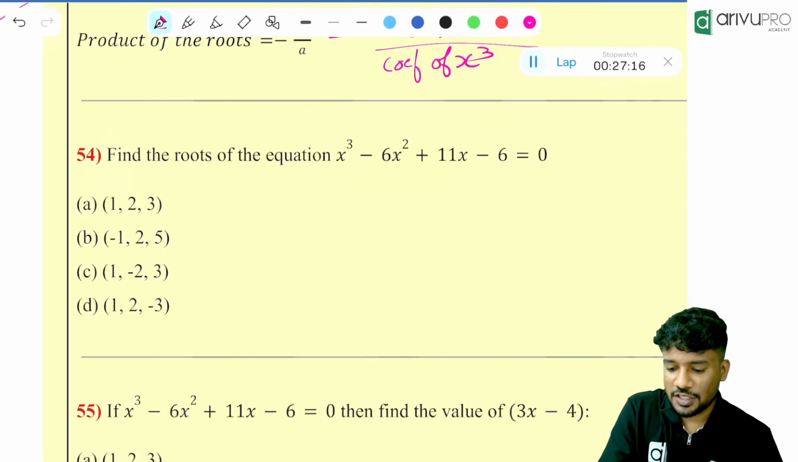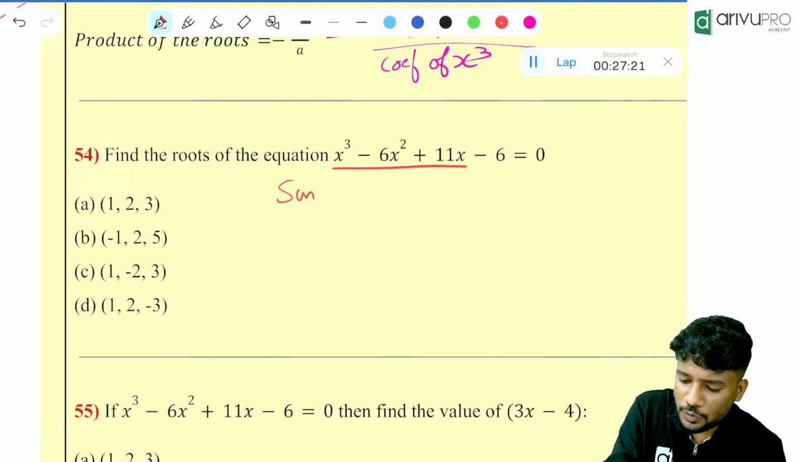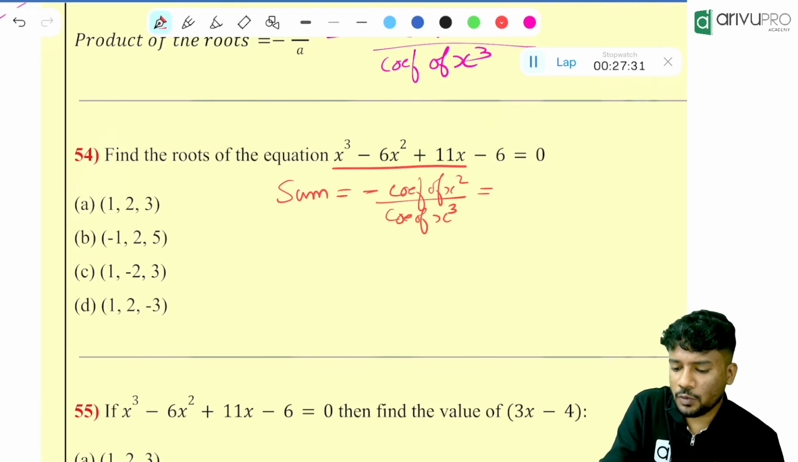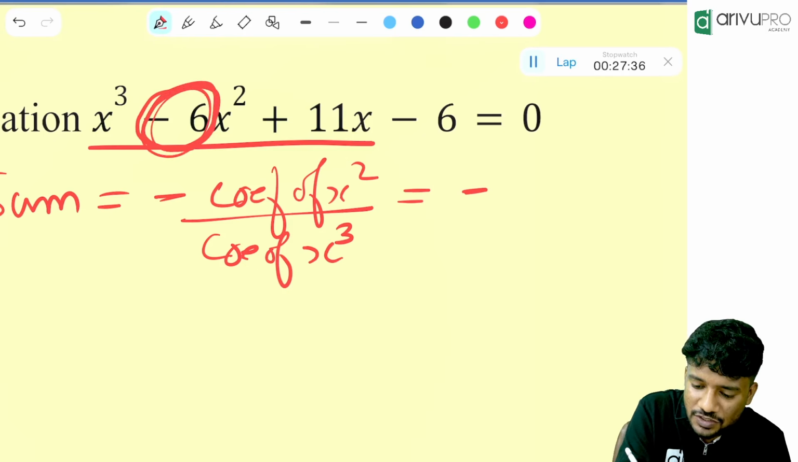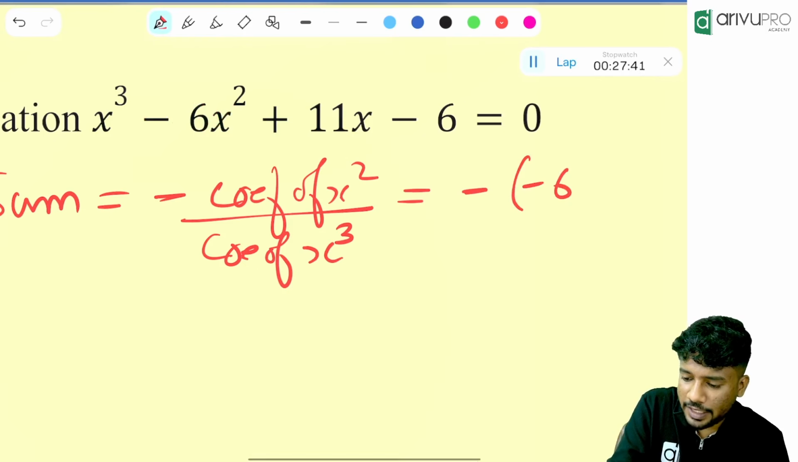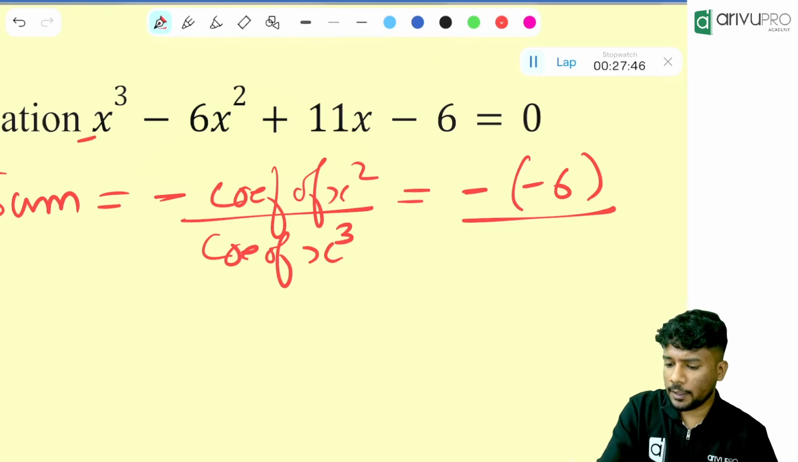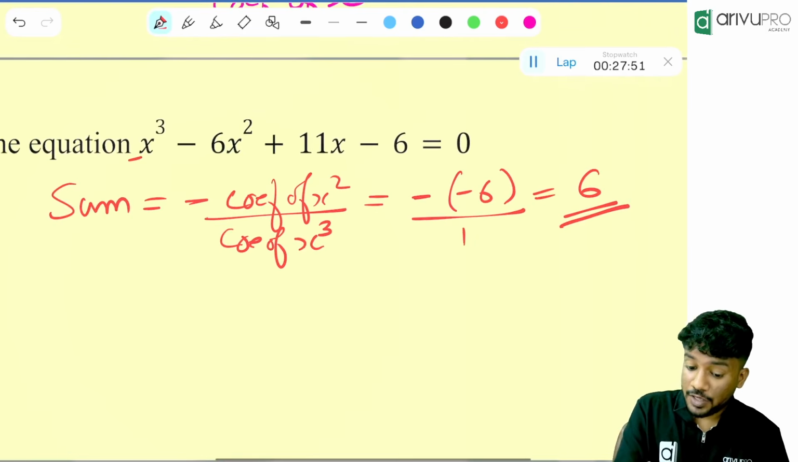First, look at the equation. Can anyone tell me the sum of the roots? Sum of the roots formula is minus of coefficient of x square divided by coefficient of what? X cube, which is equal to how much? Minus of coefficient of x square is how much over here? Minus 6. So minus of minus 6, divided by coefficient of x cube, which is 1. Minus of minus 6 is 6. Then product is how much?